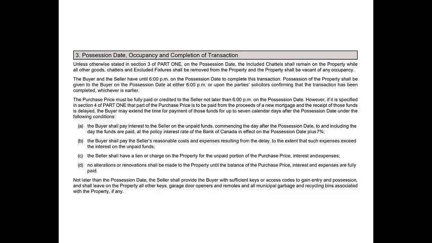Part 2 of Section 3 explains what happens on possession date and how the transaction is completed. So on possession day, the buyer gets the keys and any access codes to the home, along with any items that belong to the property, like garbage bins and recycling bins. The clause also explains what must stay and what must be removed.